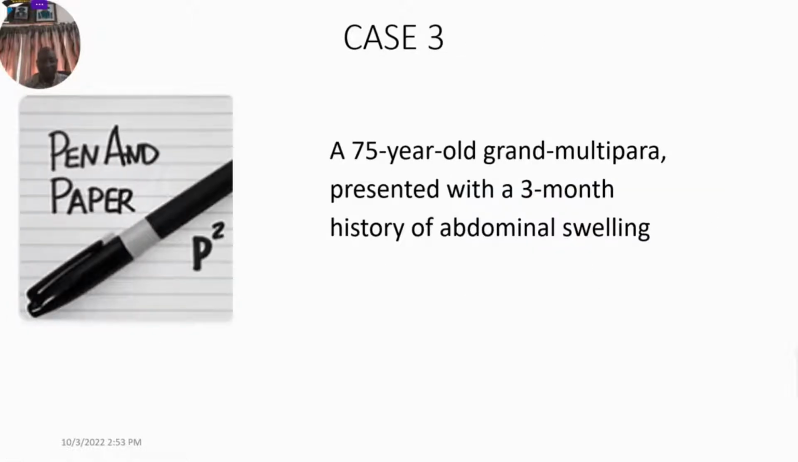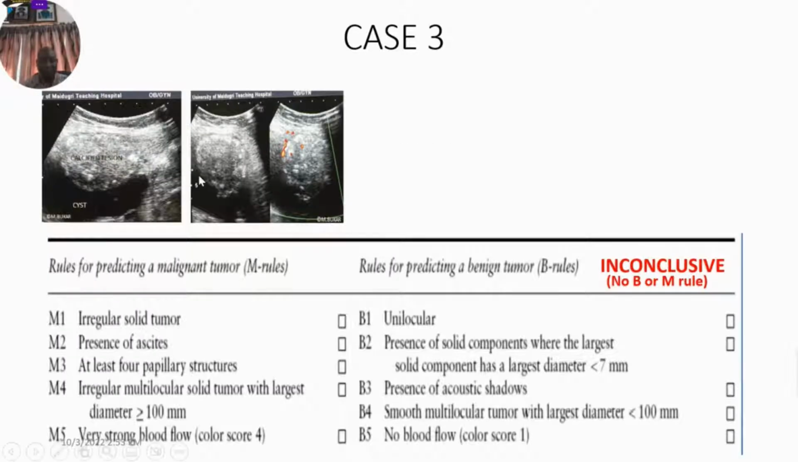Case number 3 was a 75-year-old grand multipara who presented with a 3-month history of abdominal swelling. These are the ultrasound images. It is not an irregular solid tumor, no ascites, no papillary projections. It's not a multilocular lesion. There is no strong blood flow. It's not a unilocular lesion.